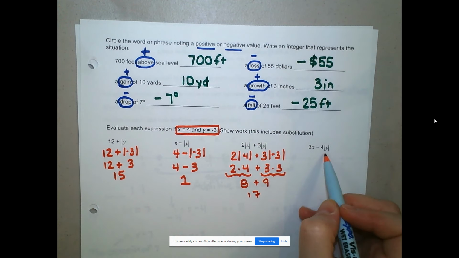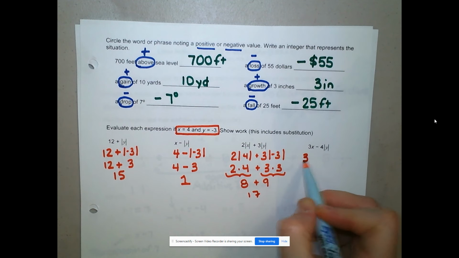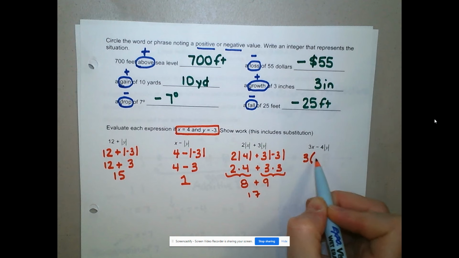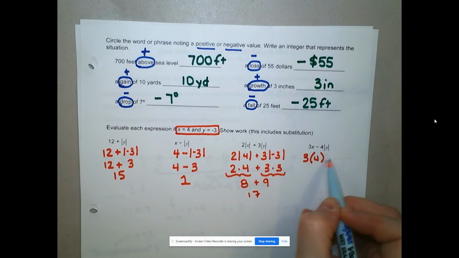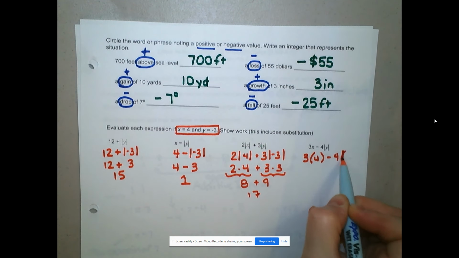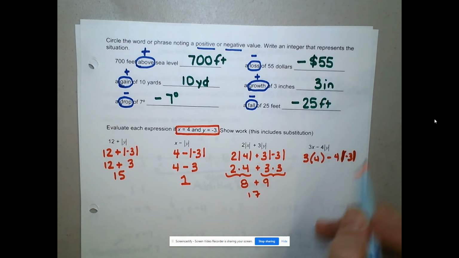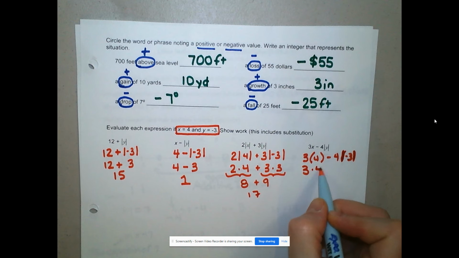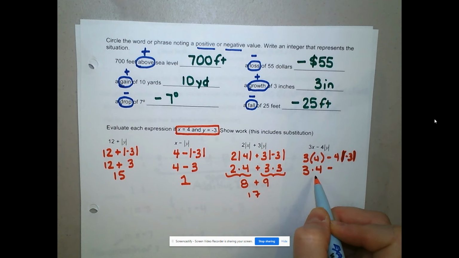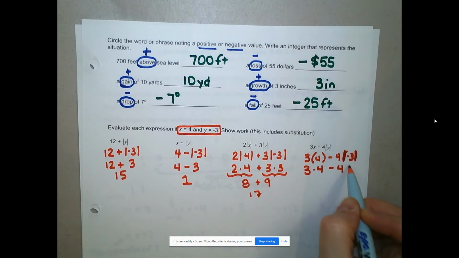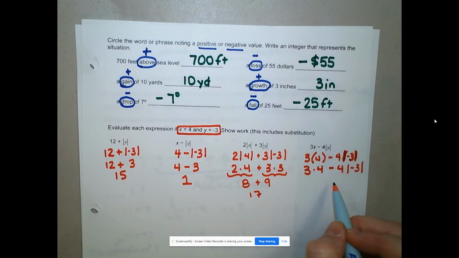Last but not least, this is a double again, but only one of them is an absolute value. So 3 times, and x is worth 4, minus 4 times, and I've got to make sure I've got the bars here for the y, which is negative 3. So I could also, if it's easier for you, put the dot there, and 4 minus the absolute value of negative 3. So that's another option if you want to use the dot instead of the parentheses, so you don't get the parentheses mixed up with the absolute value.